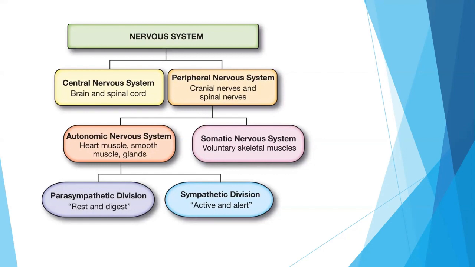Again, the PNS is divided into autonomic nervous system, which supplies the heart, smooth muscle and glands, and somatic nervous system, which supplies voluntary skeletal muscles. Now, the autonomic nervous system is again divided into parasympathetic division and sympathetic division. Parasympathetic division is the state that you are sitting in right now, that is rest and digest. And whenever you are active and alert, the sympathetic division works.